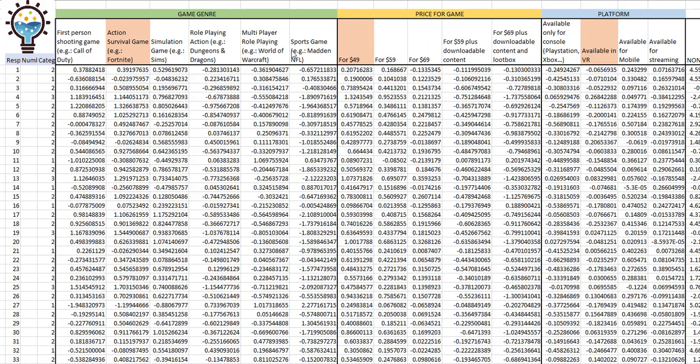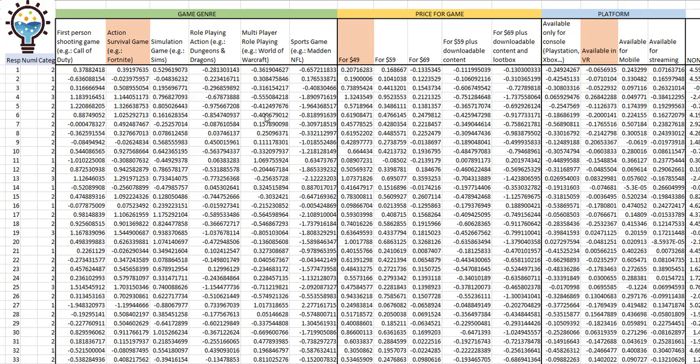Each row on this spreadsheet is a respondent. The columns are the product attributes and their levels that we tested in the discrete choice task. For example, one game attribute we tested was game genre, because the products people chose among varied by game genre. Here you see this block, game genre, and the different game genres we showed were first-person shooting game, and here as a reference we said Call of Duty. Then there was action survival game, simulation game, role-playing game, etc.